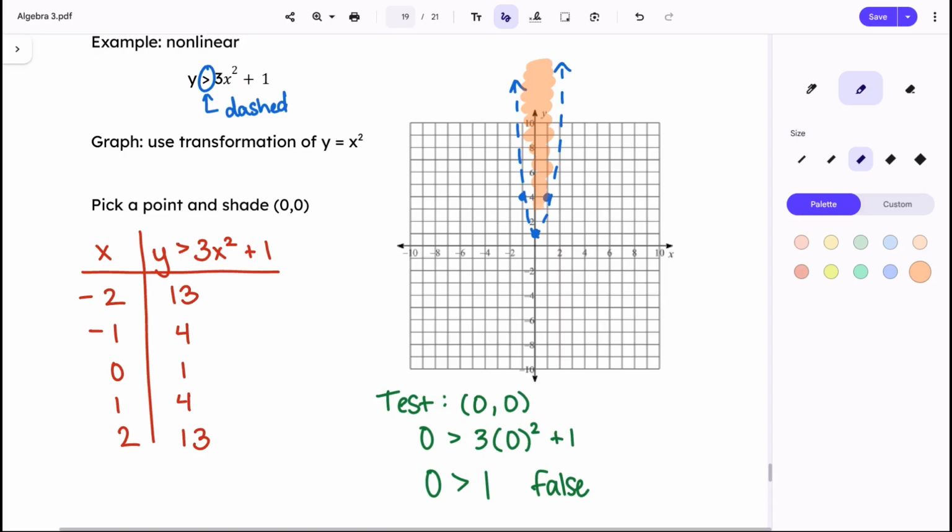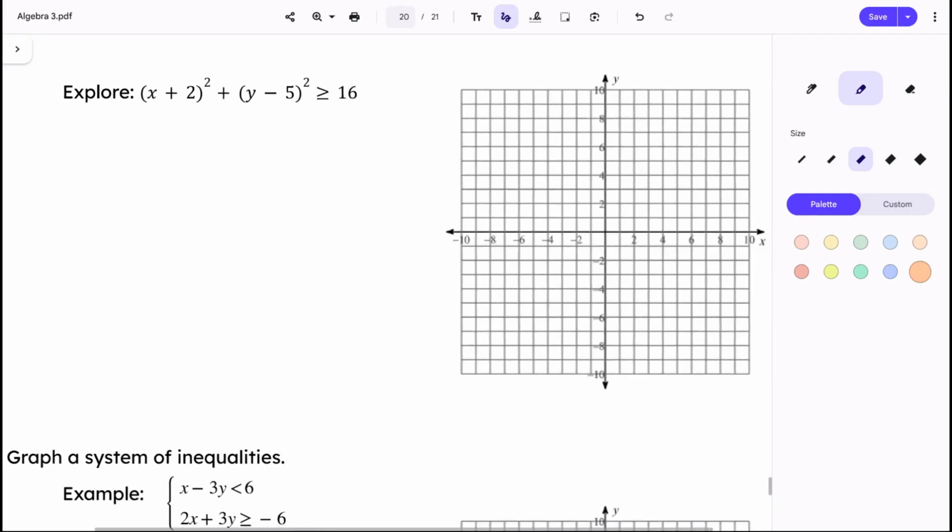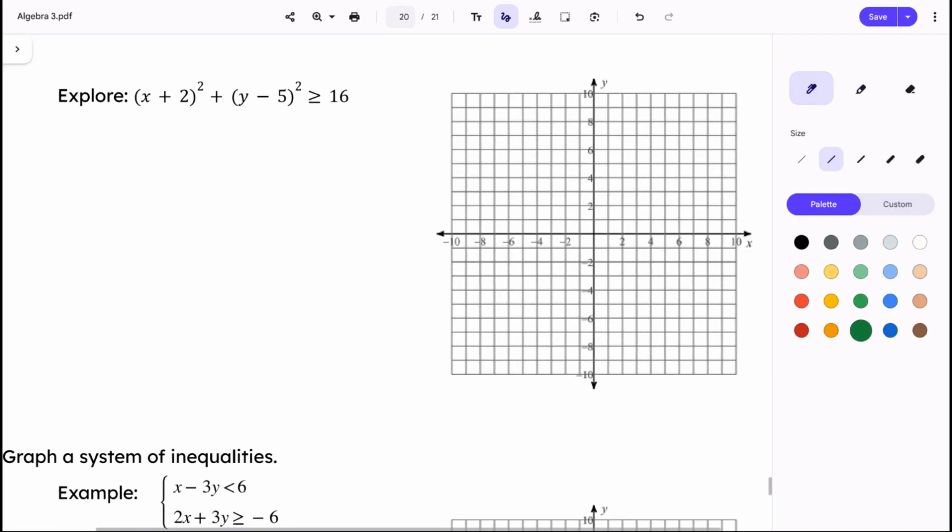All right, let's go to the next one. We're still dealing with a nonlinear. What is this one going to be? A circle. If you look at that equation, it's got the x squared, the y squared. It's got a number on the other side. So first of all, is my circle here going to be solid or dashed when I go to the graph? Solid.